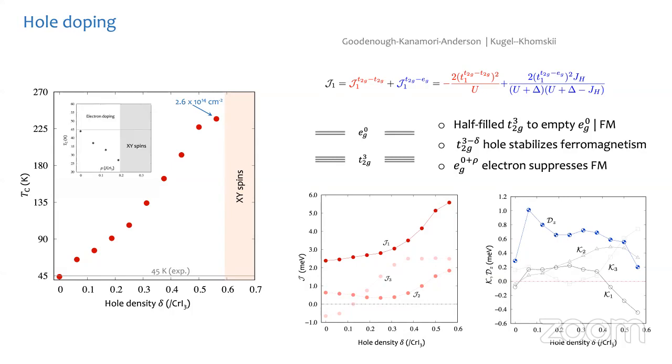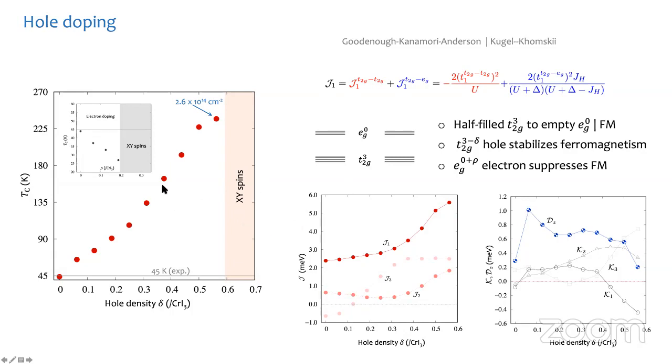We also observed that if, instead of doping hole, we dope electrons, we see a completely different trend, and the TC goes down. That probably comes from the fact that when you start populating this EG state, then the ferromagnetic interaction between the T2G and the empty EG, which was otherwise ferromagnetic, gets suppressed.